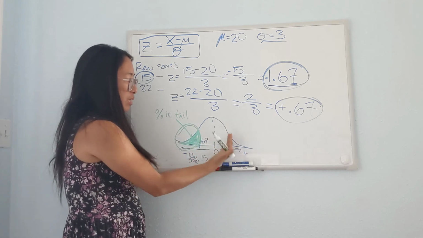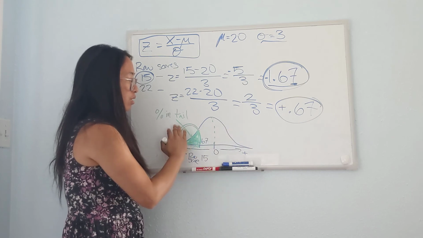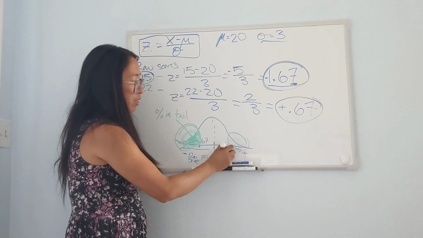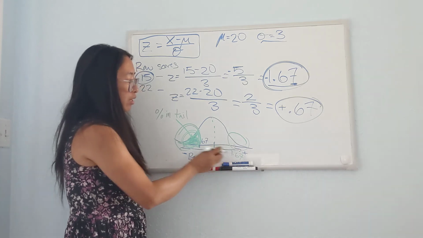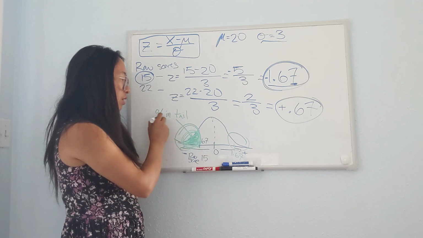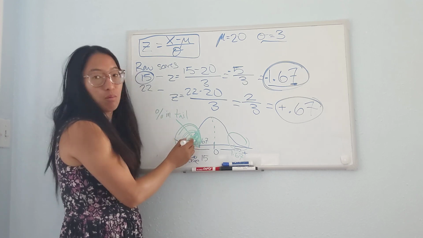And again, it's because you can flip it on itself. So this proportion here is exactly the same as a positive 1.67 over here. So that is the proportion. You just have to go to 1.67, look at the percent of the tail, and that will be what's under here.